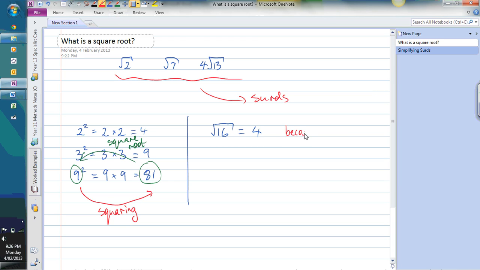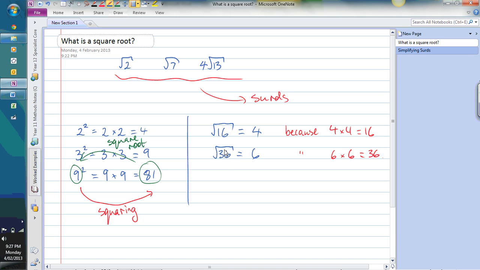because 4 times 4 is 16. If I took something like this, the square root of 36, the answer to that one would be 6, because 6 times 6 is equal to 36. So this is what a square root is. We're looking for the number that multiplies by itself to give this.